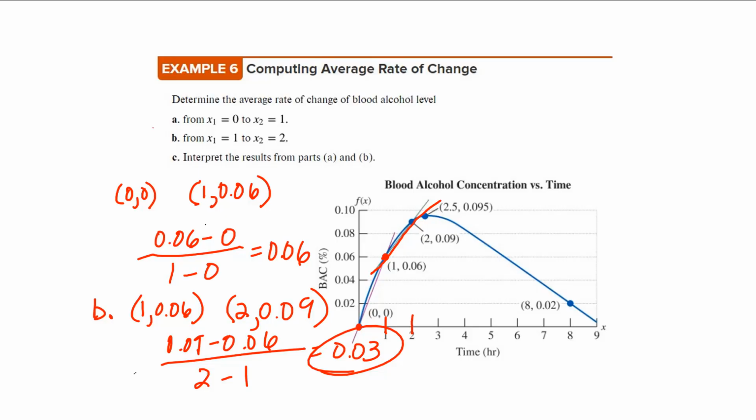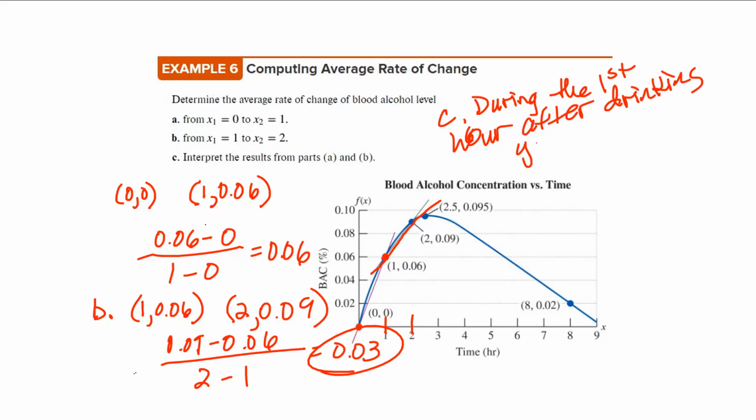And so that's all that part C says: interpret the results. It basically tells you that during the first hour after drinking, your blood alcohol concentration is rising by 6% per hour. That's the rate of change. And then for part B, you would say between the first and second hours, it has slowed down to about 3% per hour.